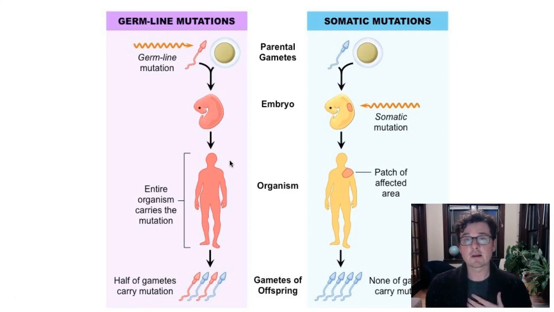Of course, if you inherit a mutation from your parents, you can pass that mutation on to the next generation, because that mutation is in all of your cells. It was in your initial embryo, and it proliferated through the process of cell division into every subsequent cell, including your germ cells. So that's the big difference.